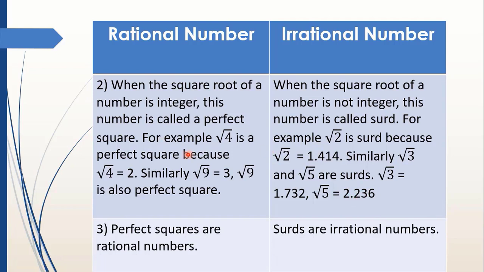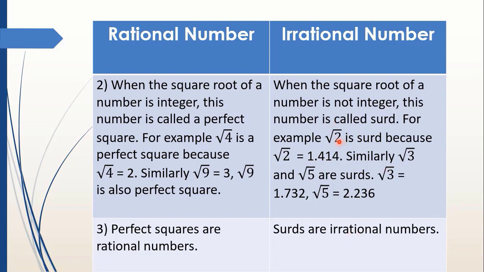So this is the difference. Simply, when the square root of a number is an integer, it is a perfect square. When the square root of a number is not an integer, then that number is a surd. Now all the perfect squares are rational numbers and all the surds are irrational numbers. This means square root 4 is a rational number and square root 2 is a surd. That's why square root 2 is an irrational number.